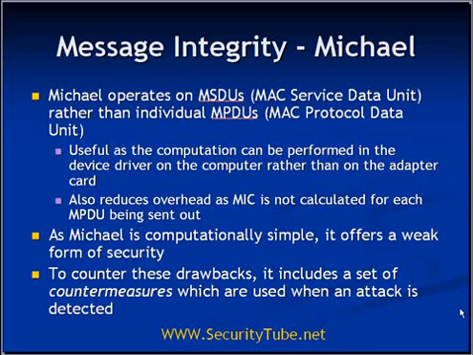Now, MIC or Michael is computationally simple. It offers a weak form of security. It is not a very strong form of security, but it's surely considerably better than WEP. And since the TKIP MIC offers a little bit weak form of security, to counter these drawbacks, it includes some sets of countermeasures which are used.